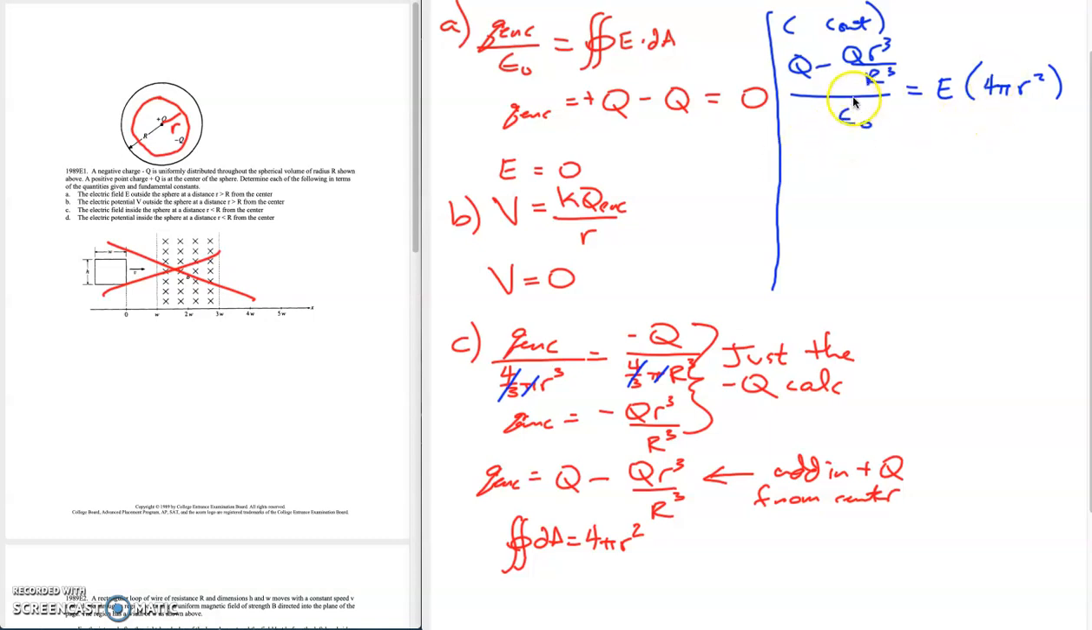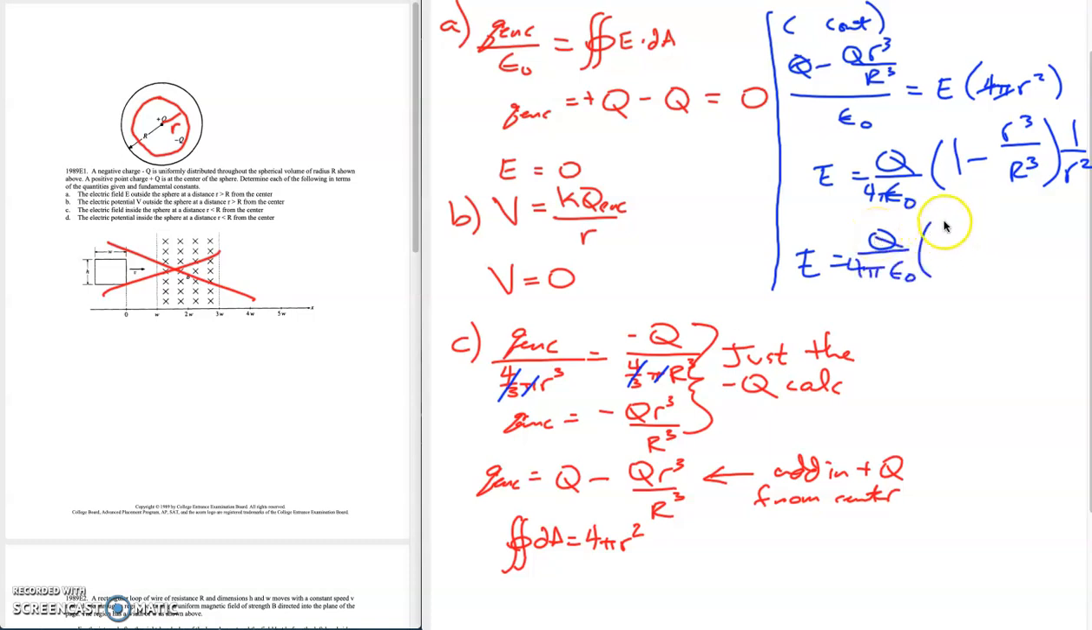And when we divide this over, factor out a Q, we're going to have Q over epsilon naught. Oh, and the 4 pi, don't forget the 4 pi. Okay, so I've taken care of that. And then I'm going to have 1 minus r cubed over R cubed and then a 1 over r squared. That still looks awkward. We can clean it up a little bit. Q over 4 pi epsilon naught. And then we'll have 1 over r squared minus r over R cubed.